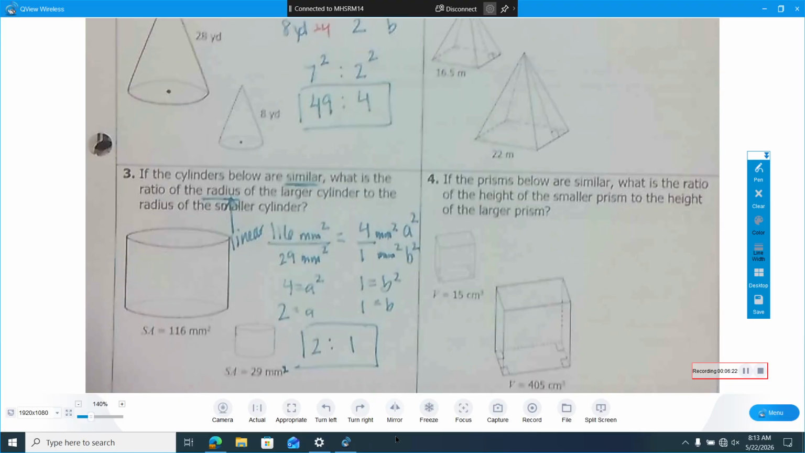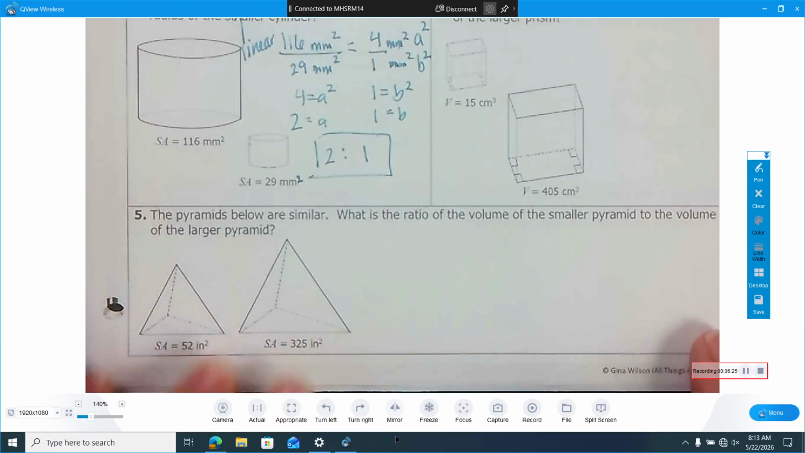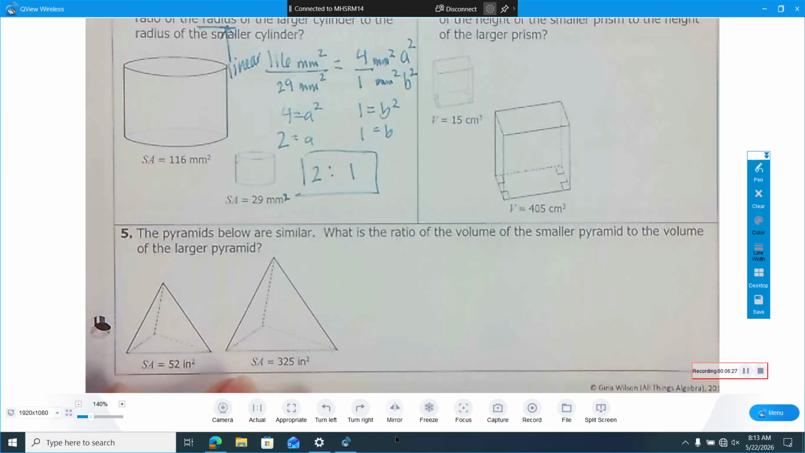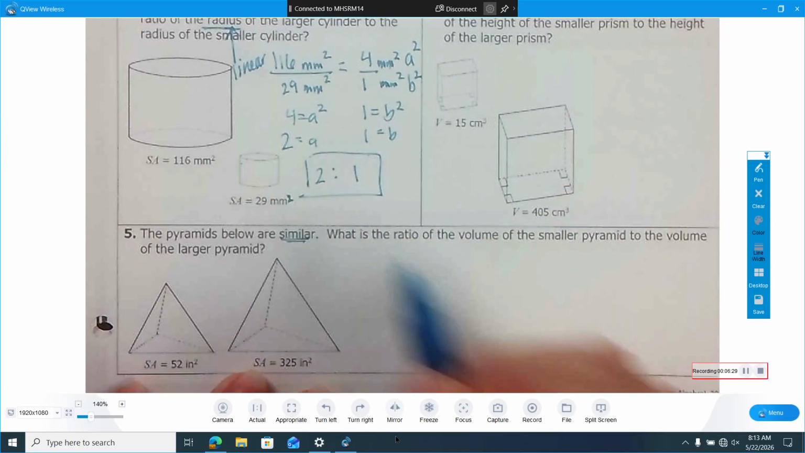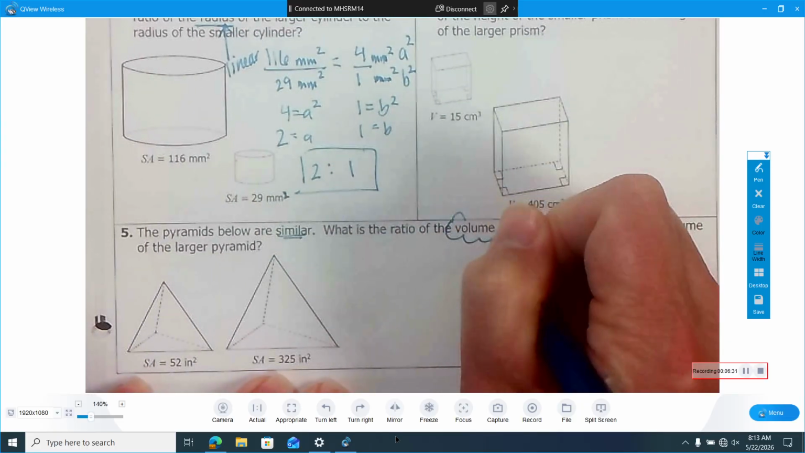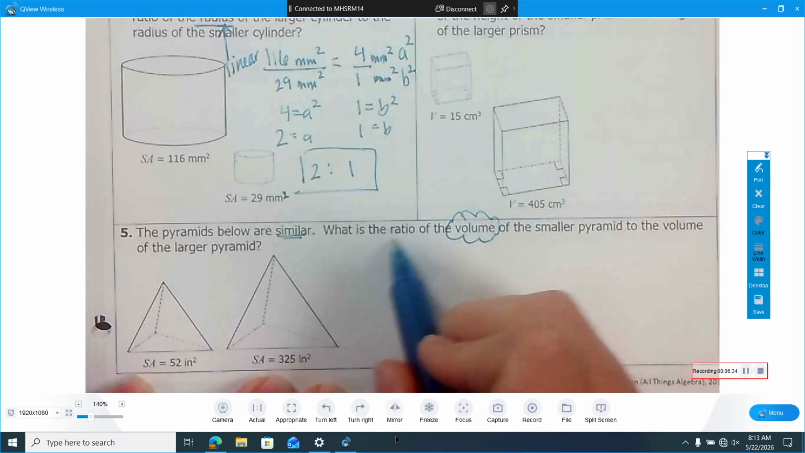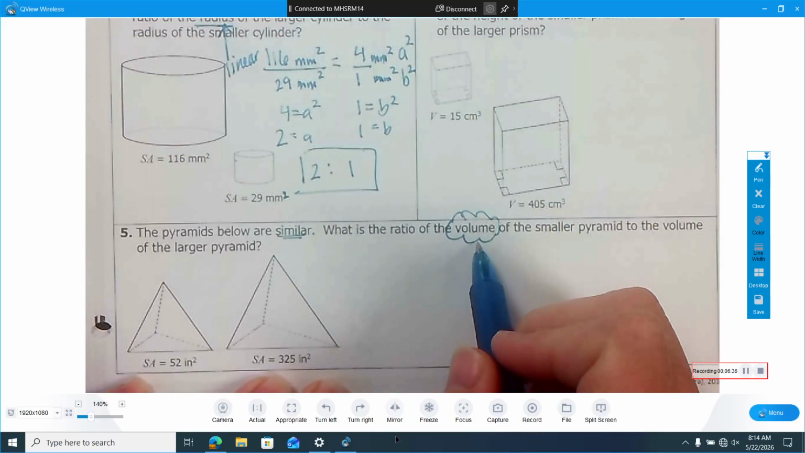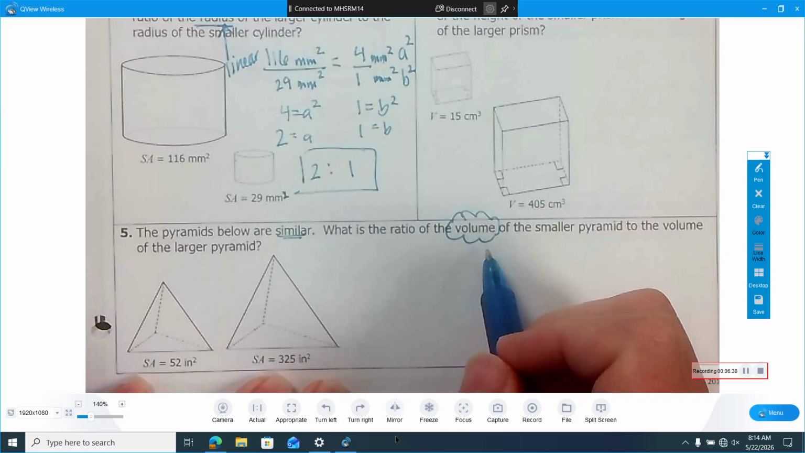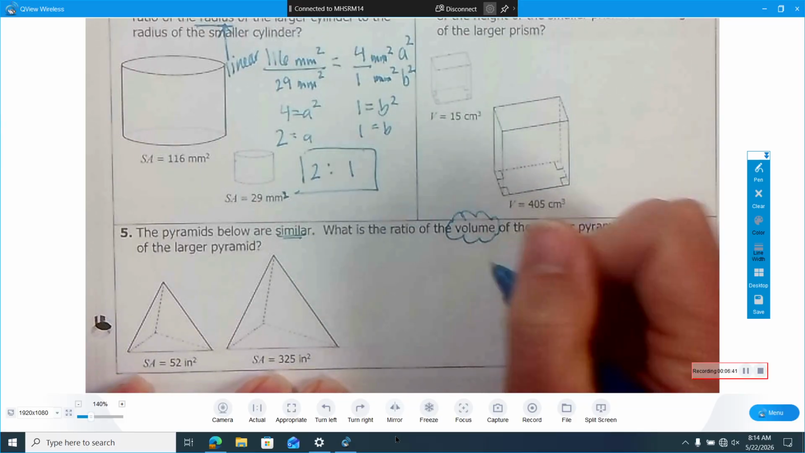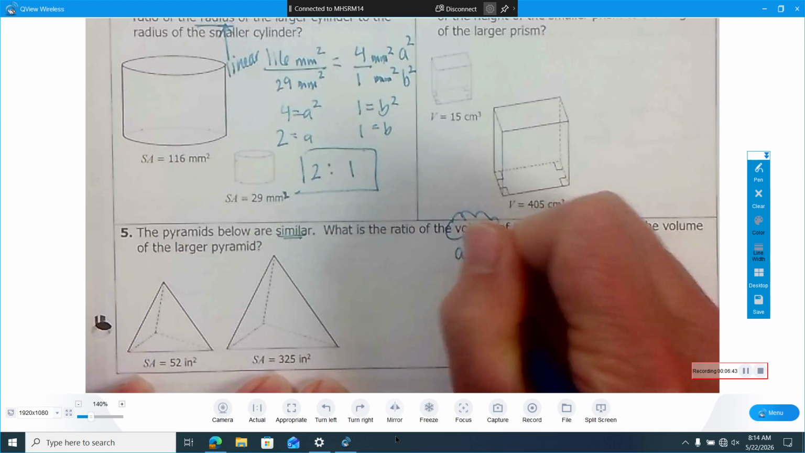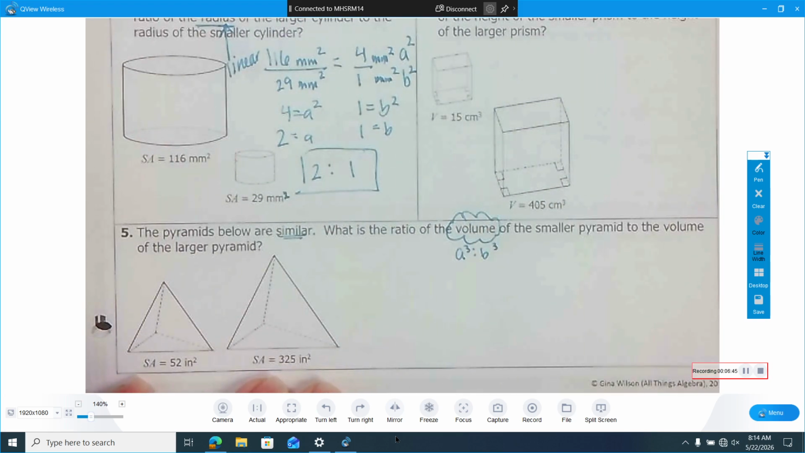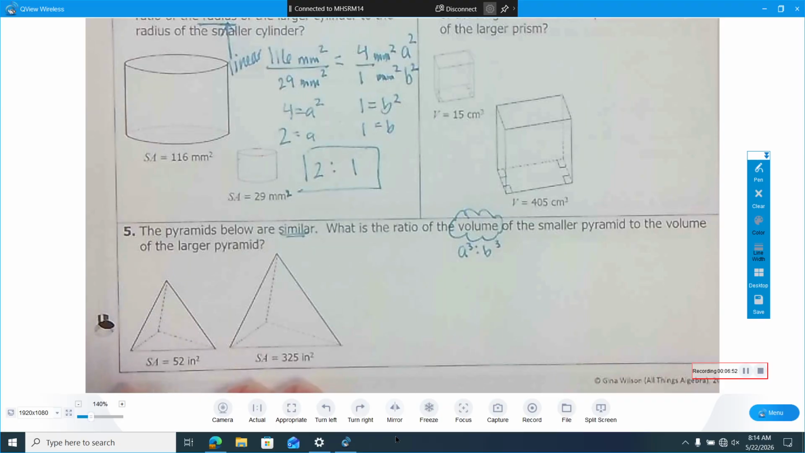I think that, oh, let's do number 5. Number 5. The pyramids below are similar. What is the ratio of the volume? So if we want the ratio of the volume, what am I looking for in terms of scale factors? Cubes. A cubed to B cubed. Yes, that's what we're looking for with volume. Of the smaller pyramid to the volume of the larger pyramid. Right now they're giving us surface area.